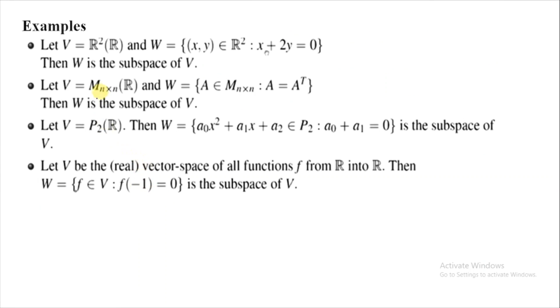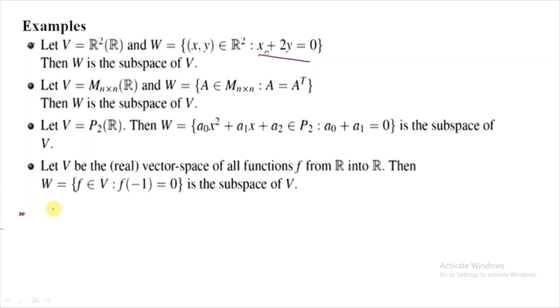We'll see some examples. I have given four examples, and we'll discuss some of them. Now see the first one. Let V equal R2 over R, the space R2 over the field R, and W is the set of (x, y) belonging to R2 such that x plus 2y is 0. Then W is a subspace of V. How to check this? You can go for two conditions or the combined one condition. First example.